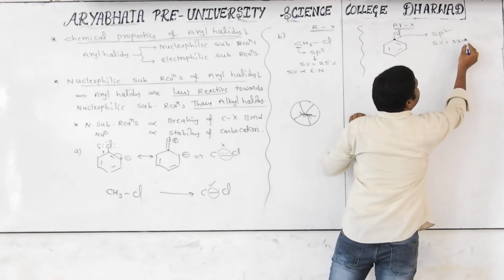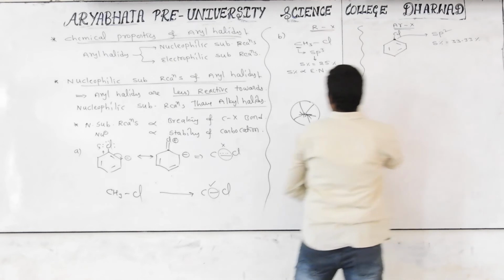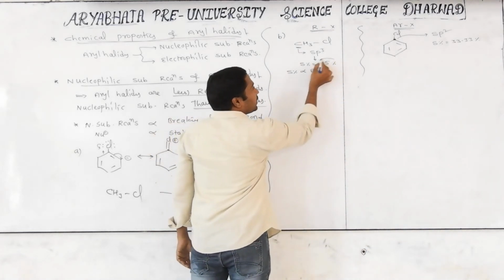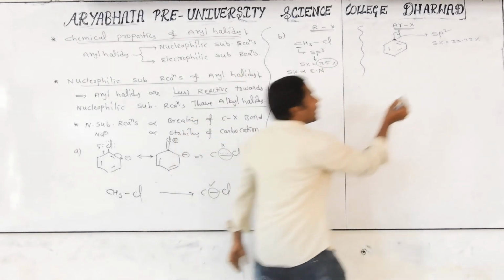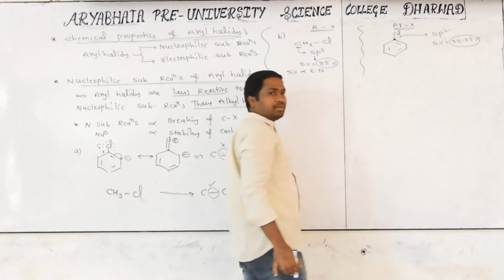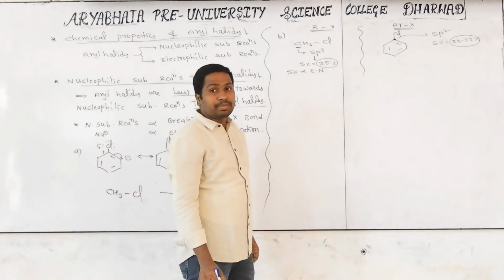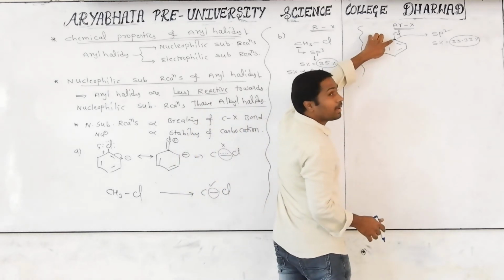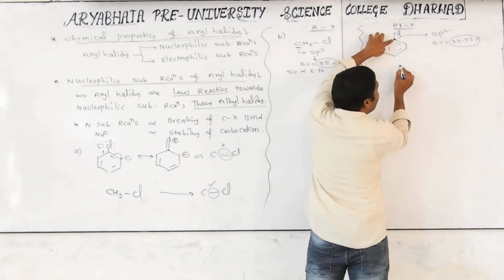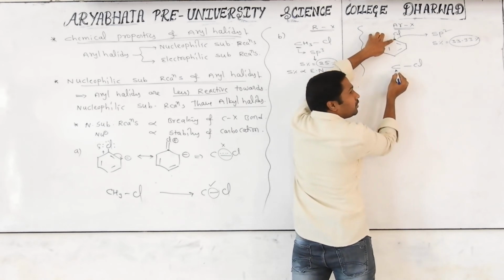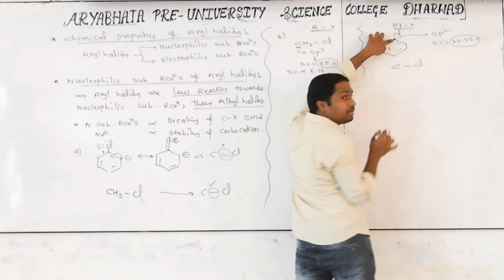33.33% is coming. Okay, now my question. In alkyl halide, the s character percentage is 25. In aryl halide, the s character of the halogen-connected carbon is higher, so electronegativity will be more. If electronegativity is more, what happens between carbon and chlorine? The shared pair is very strongly bonded with the carbon atom because electronegativity is more.